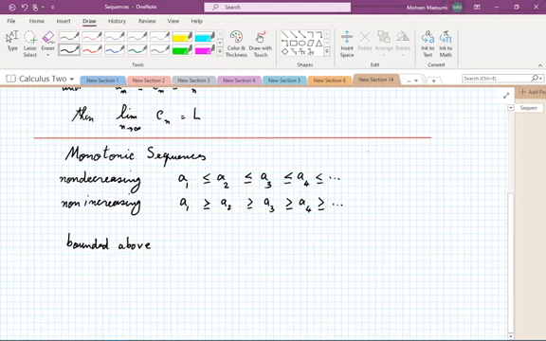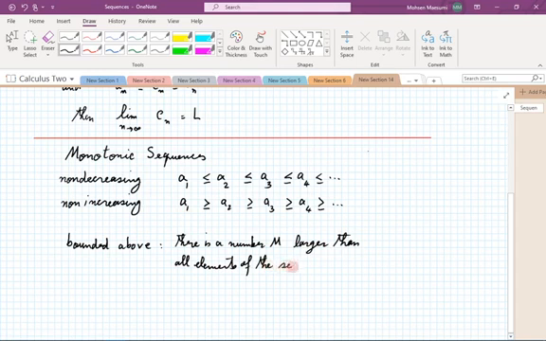Bounded above means there is a number that's bigger than all the elements of the sequence. So this means there is a number, let's call it say m, larger than all elements of the sequence. So we write it like this: a_n is less than or equal to m for all elements of the sequence n. Let me show you what this thing is about.